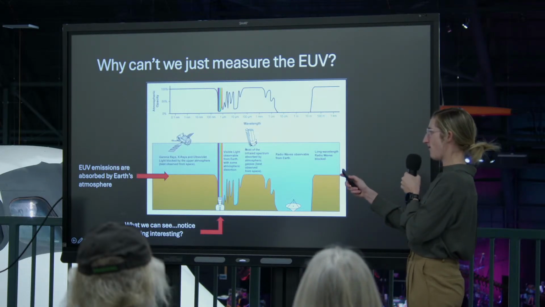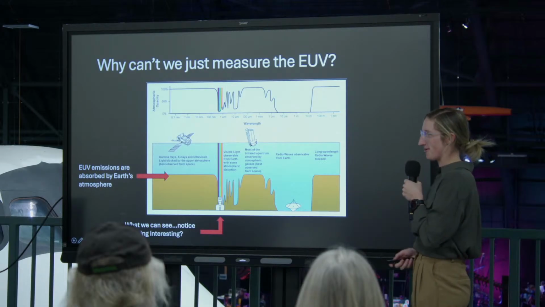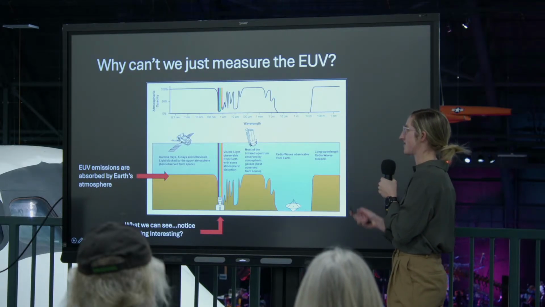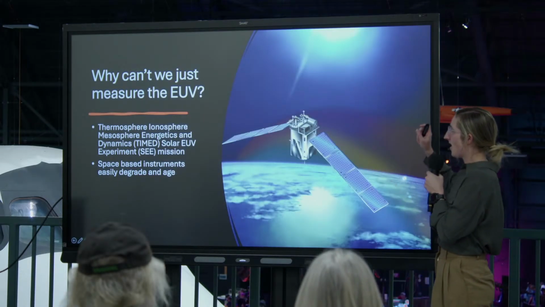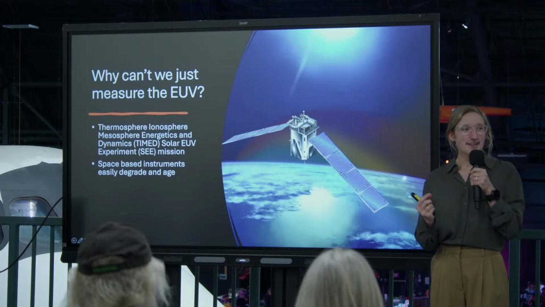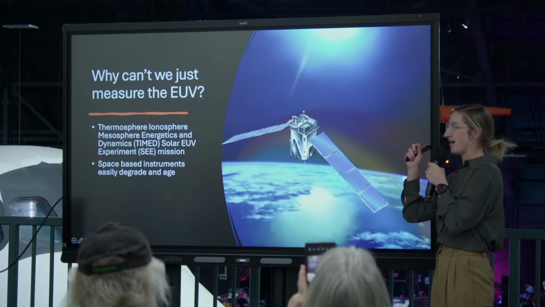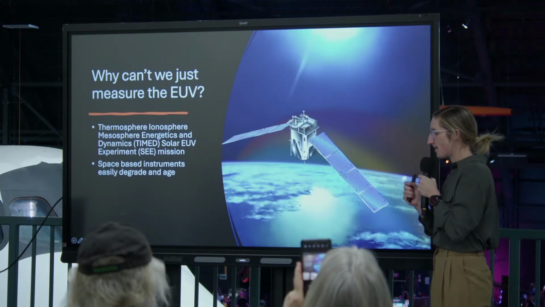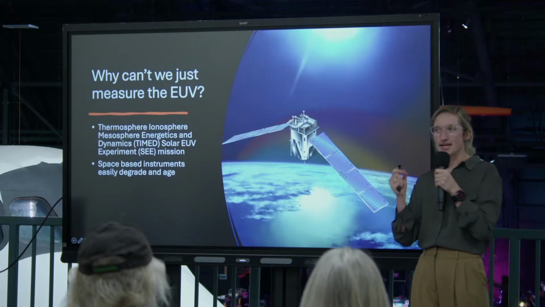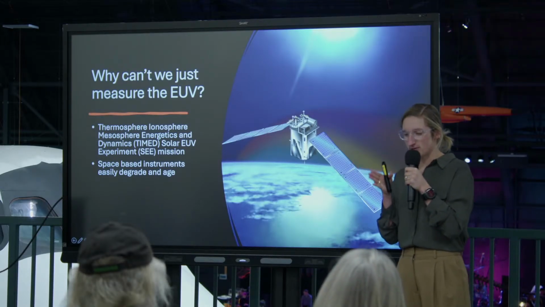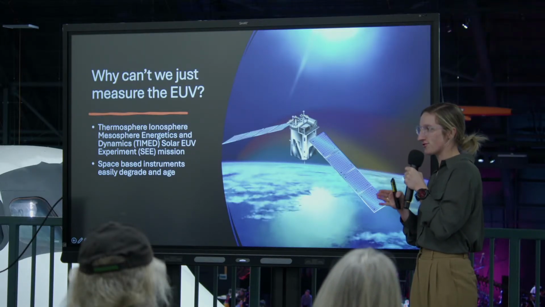All right, so reason number one why we can't just measure the UV is it gets absorbed by Earth's atmosphere, and it's very expensive to send stuff into space. Reason number two is that even when we can send stuff into space, it is constantly susceptible to instrument degradation and aging, and that's because the instrument is pointed at the sun 24/7.